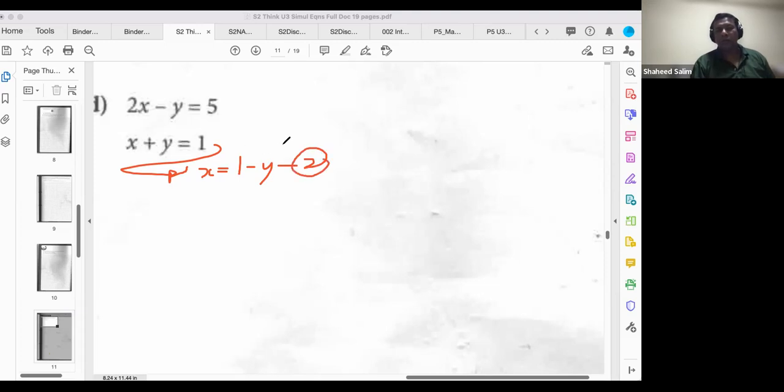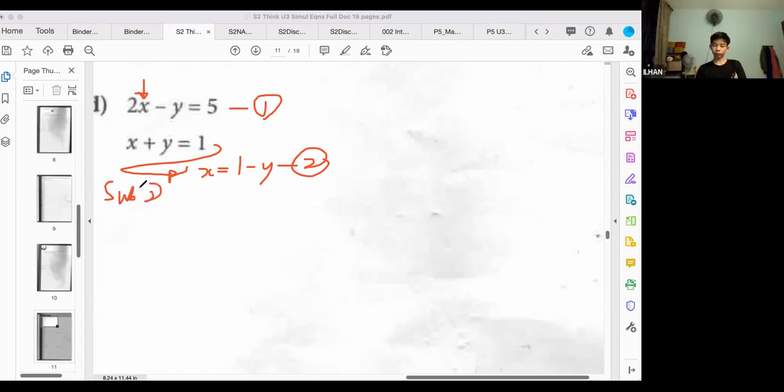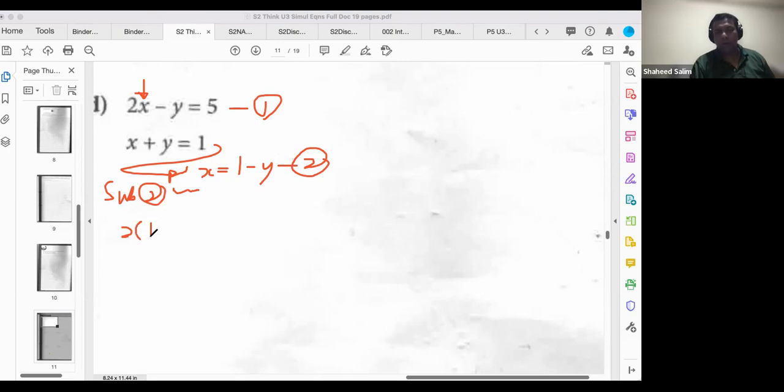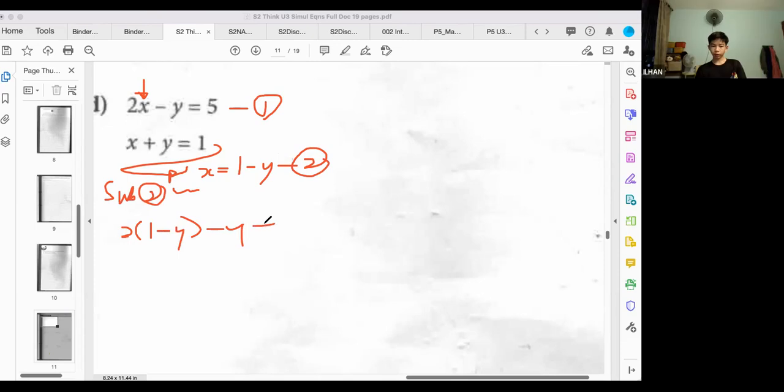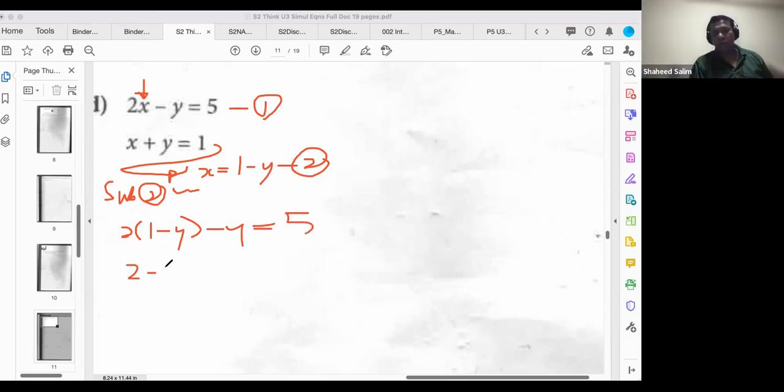So now you're going to substitute 2 into 1, correct? You're going to put this value inside here now. We substitute: 2 bracket 1 minus y bracket, minus y equals to 5. 2 times 1 is 2, minus 2y minus y. How many y do you have now?